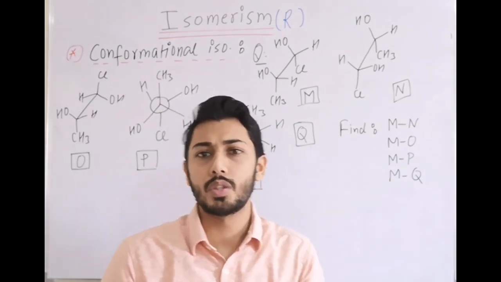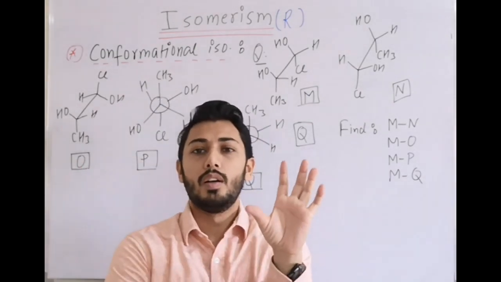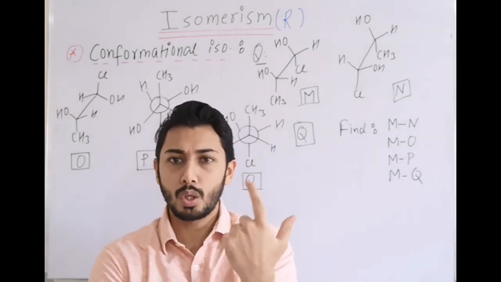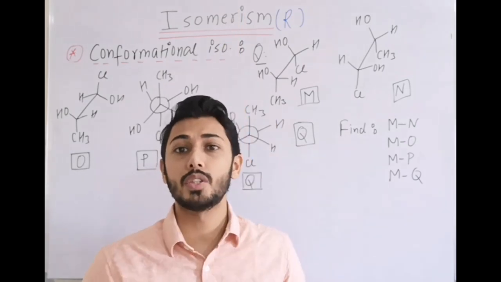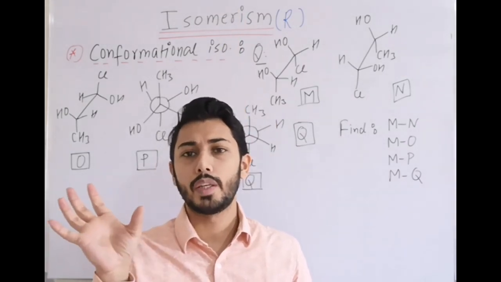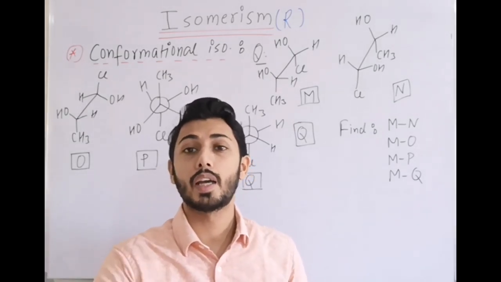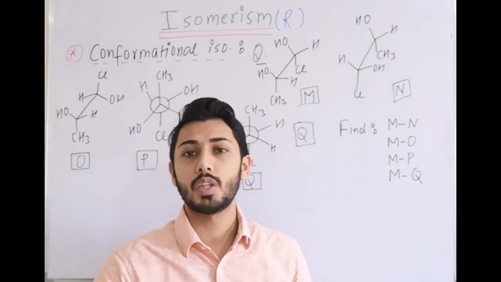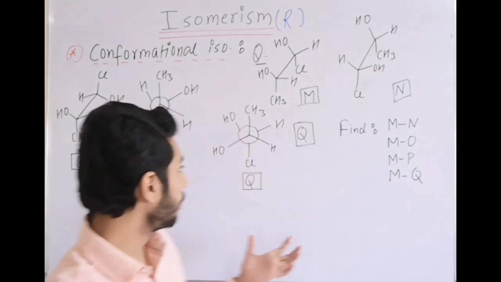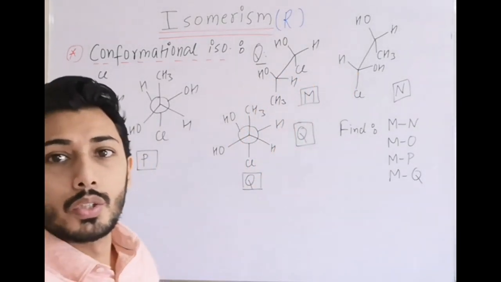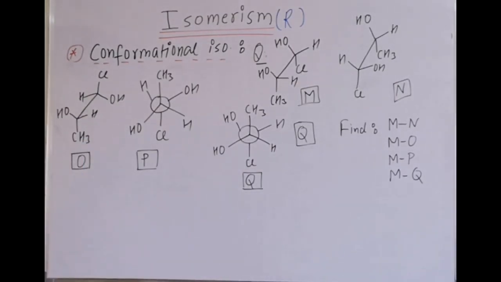So whatever projection is given, try to convert it into the eclipsed form, and from this eclipsed form, whichever groups are in front of each other, put them as they are in the Fischer projection. So we can say that the eclipsed form is basically a Fischer projection. Maybe here the eclipsed form of Newman, here the eclipsed form of Sawhorse projection. Clear? So first copy this question and then understand that you have to find the relation between M and N, M and O, M and P, M and Q.